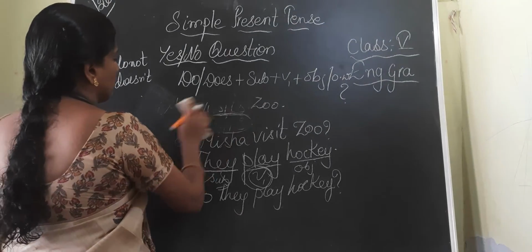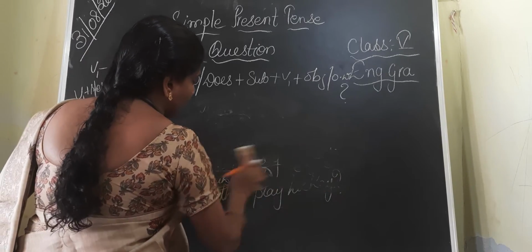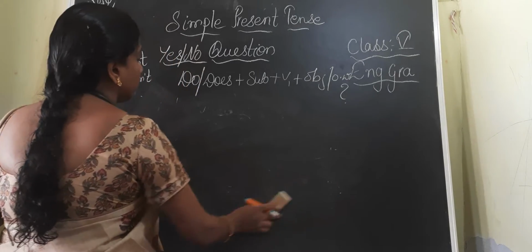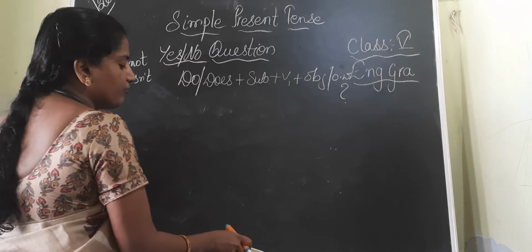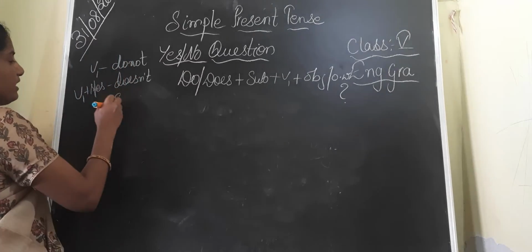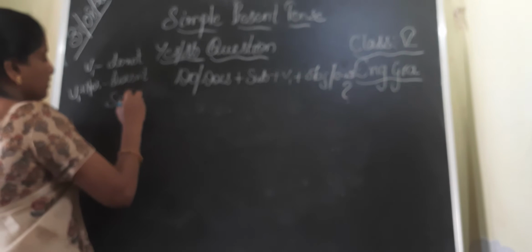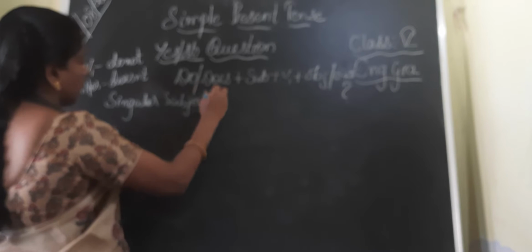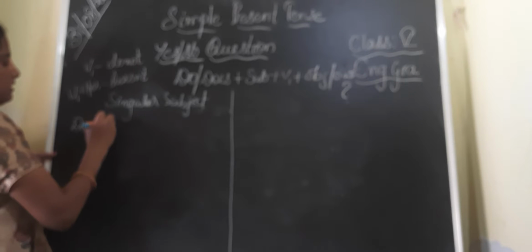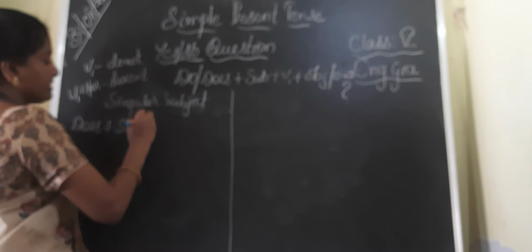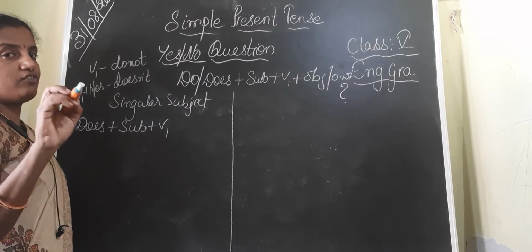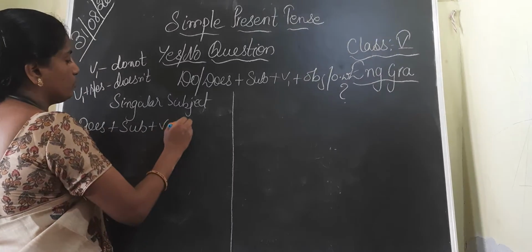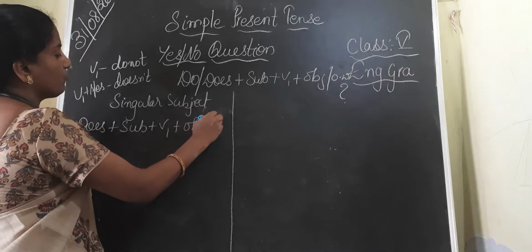Now let us discuss a few more examples, and I will separate the structure for the singular subject and for the plural subject. If there is a singular subject, children, what is our verb form? V1 with s or es. So does plus subject plus V1, and always with do or does you have to use the V1 form of the verb.